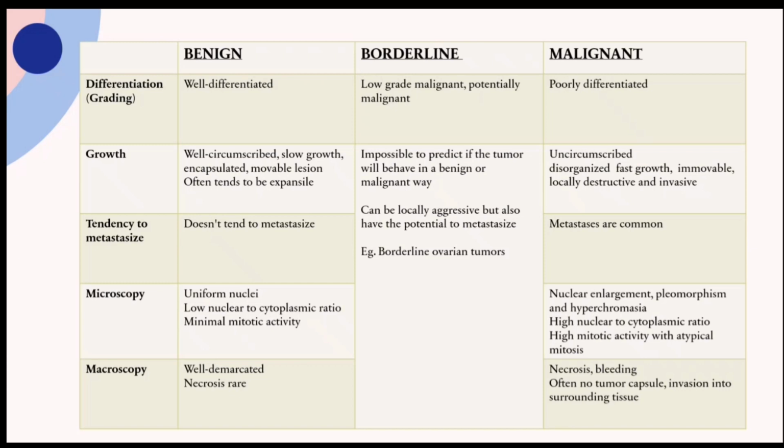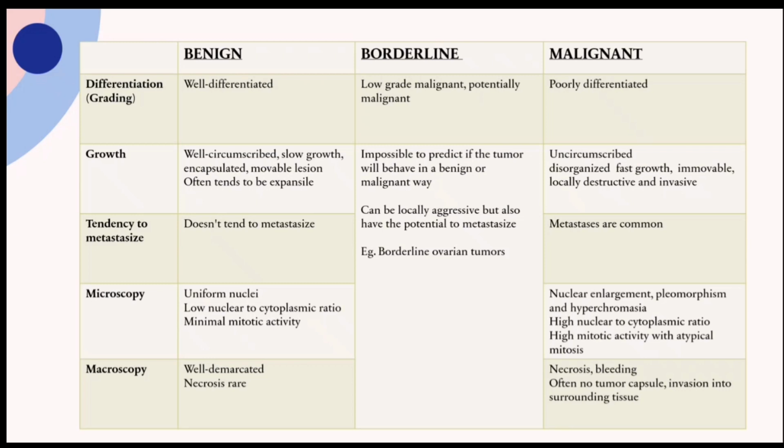So starting with benign tumors, these tend to be very well differentiated. So that means they are low-grade tumors. The rate of growth is slow. These tend to be well circumscribed. They are often encapsulated. They are movable lesions because they are not locally invading into structures, and the growth tends to be expansile. They don't tend to metastasize. And under the microscope, you would see uniform nuclei, low nuclear to cytoplasmic ratio, and minimal mitotic activity. Macroscopically, these are well demarcated and necrosis is rare.